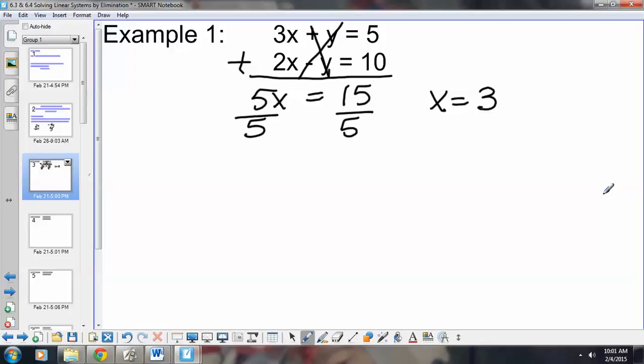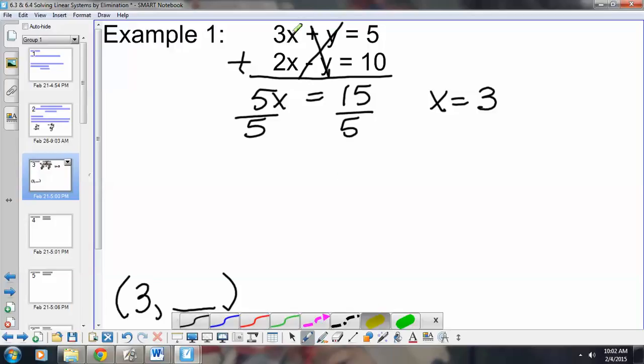X is 3. When we solve systems, we know that we're going to write our answer as an ordered pair. So it's 3, comma, something. What is that something going to be? Well, we need to figure it out. How did we figure it out in substitution what that other coordinate's going to be? Substitute it back in. And that's what we're going to do here as well. We're going to put the value of x, which is 3, back into one of the equations. It doesn't matter if you use the first equation or the second equation. Totally your preference.